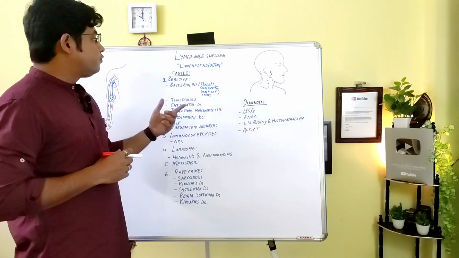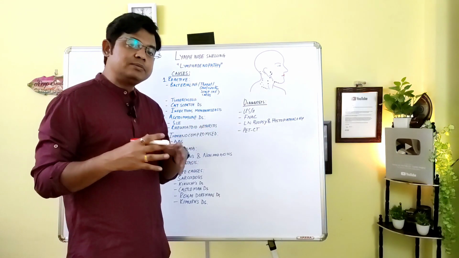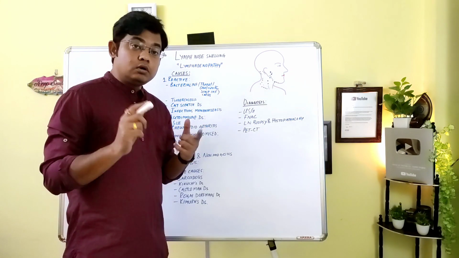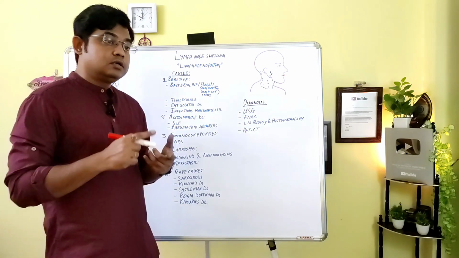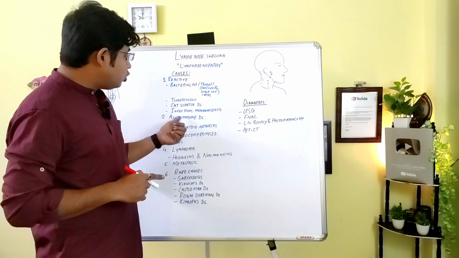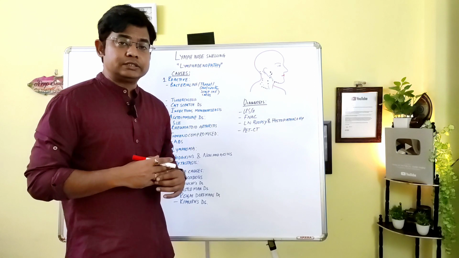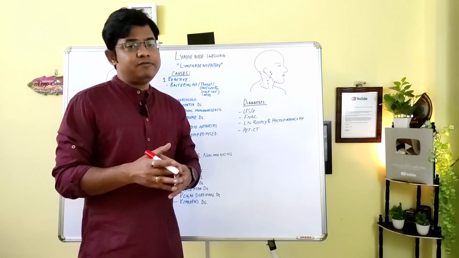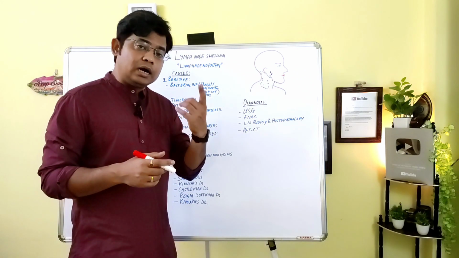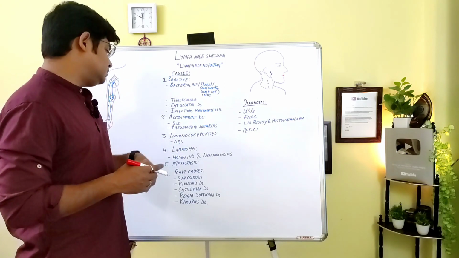Next cause of lymphadenopathy is autoimmune diseases like SLE or systemic lupus erythematosus. It may be due to rheumatoid arthritis. So you have to keep in mind that lymph node swelling can also occur due to primary autoimmune diseases. Next cause is immune compromised status, like in case of HIV infection, in case of AIDS, it can present as multiple lymphadenopathy.